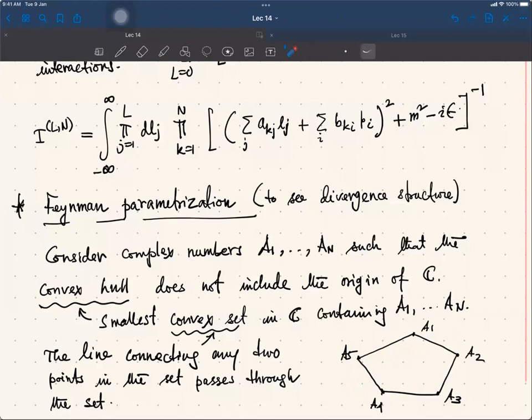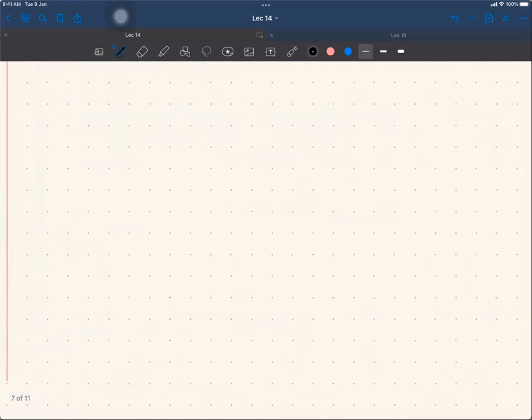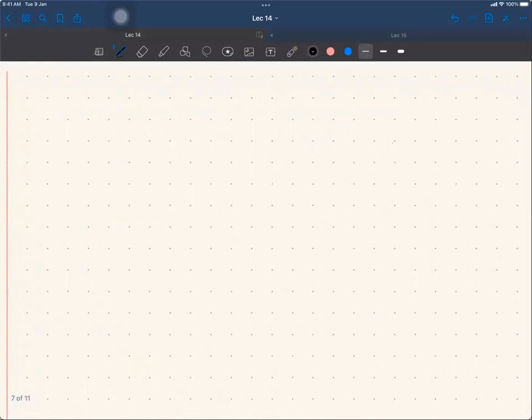Now, the condition for Feynman parametrization: the statement is that you could take such n complex numbers such that the origin of the complex plane does not sit anywhere within the convex hull. It is under this condition that the parametrization that we are going to talk about is valid. Okay. Now let me specify some mathematical results, and then I will argue why they are right.